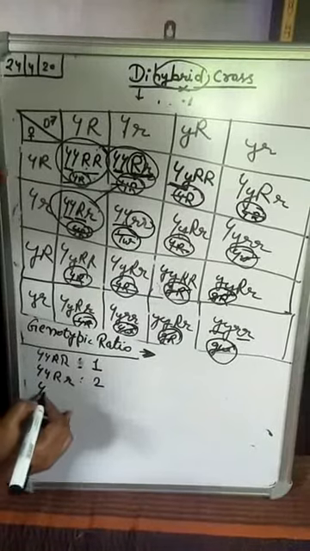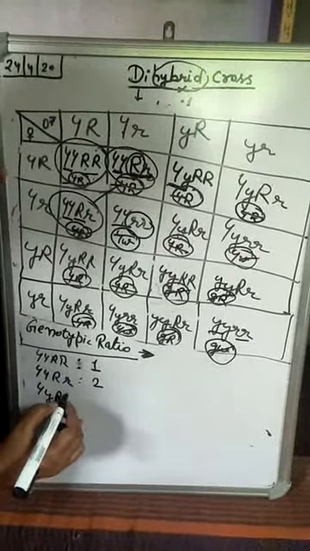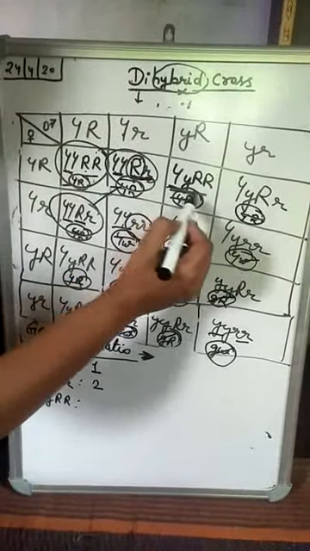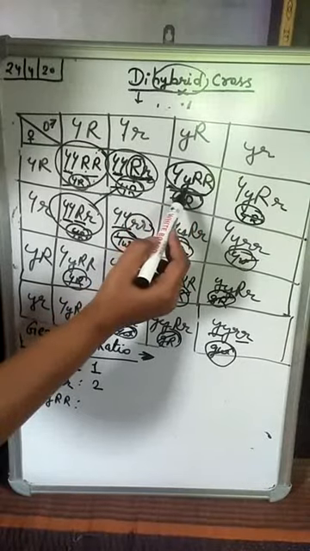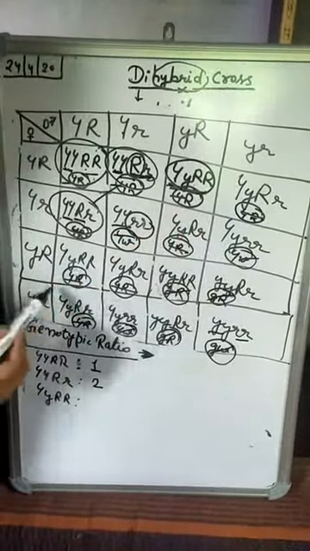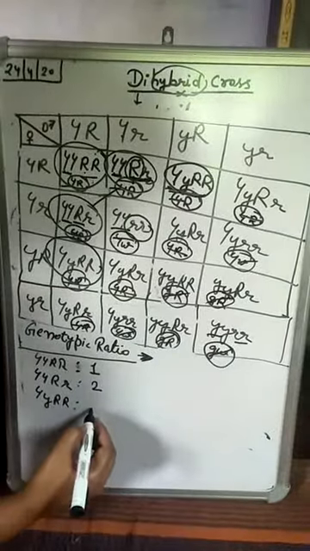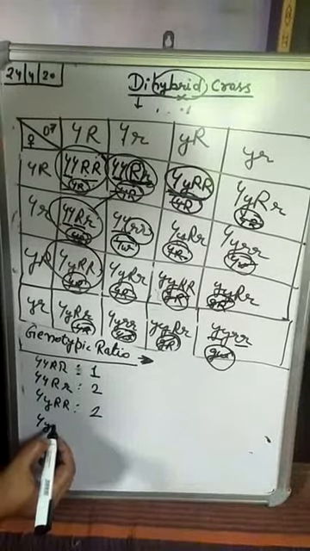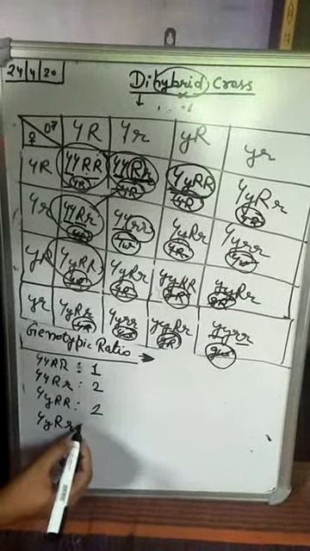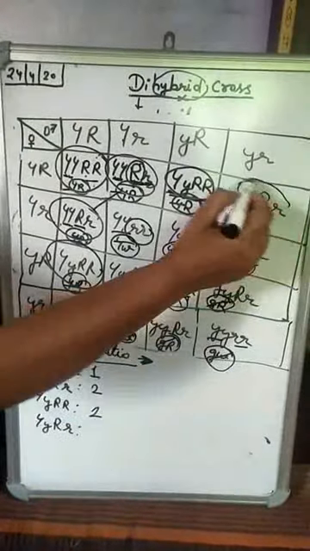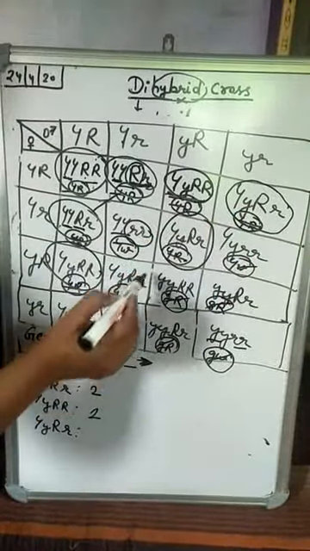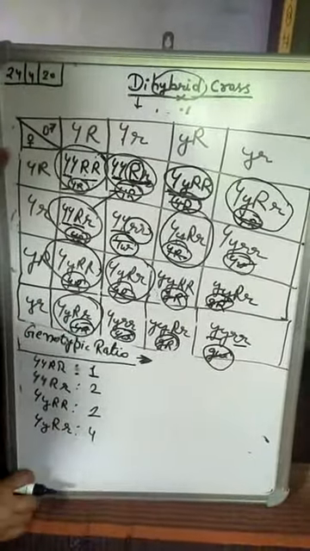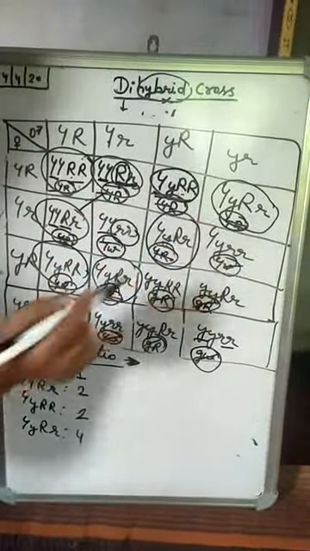Third one, capital Y, small y, capital R, capital R. Look, find out how many of this type of genotype are there. One, capital Y, small y, capital R, and the second. So how many are there? Two. Fourth one, capital Y, small y, capital R, small r. How many are there? One, two, three, and four. Clear? Now, these four we have counted. This one we have taken.